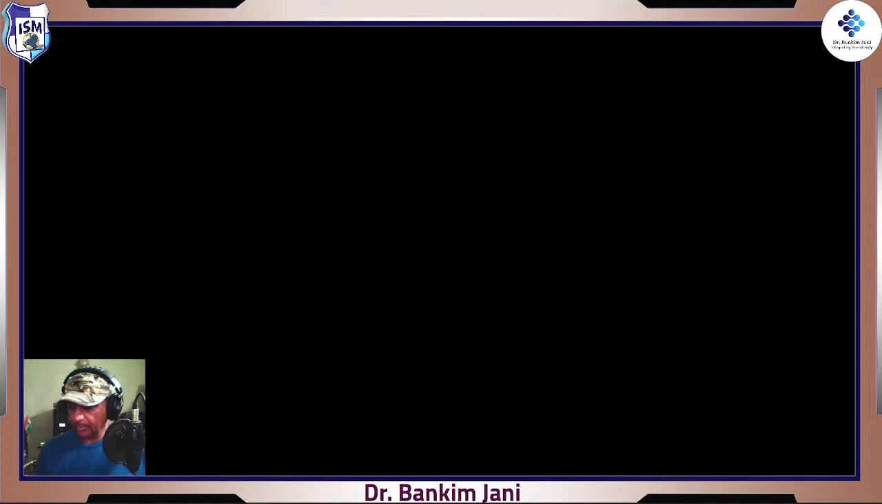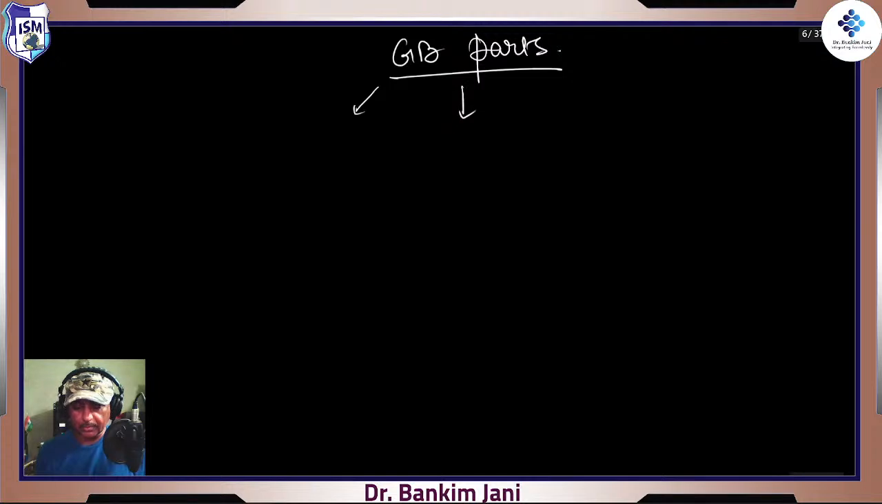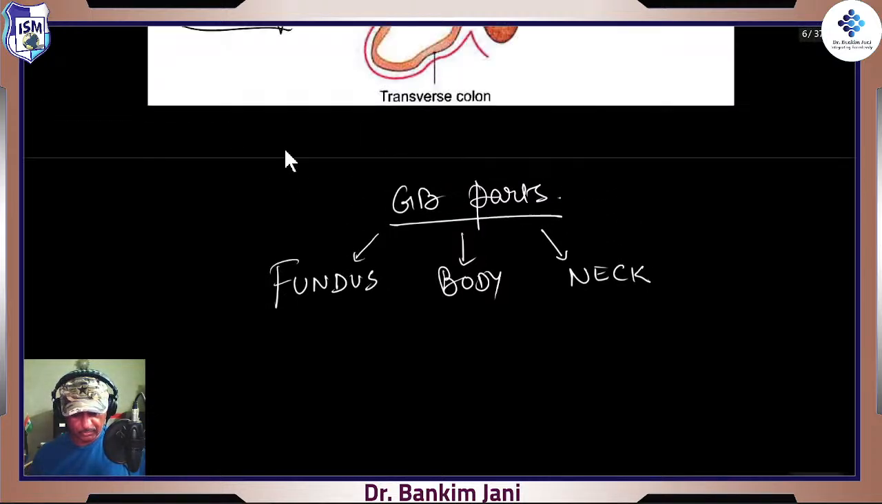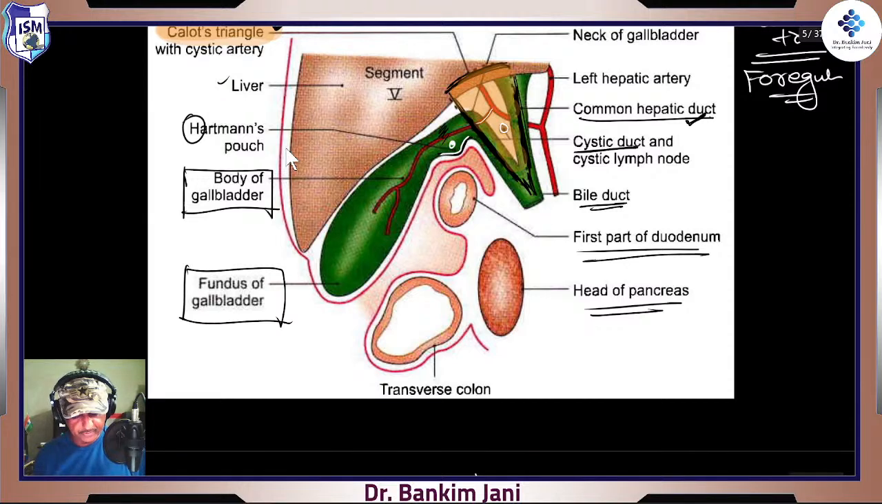So we were talking about gallbladder parts. Let's do it in the brain mapping format: the fundus, body, and the neck. In the figure also we have seen this fundus. In between, that's the body, and that's the neck.